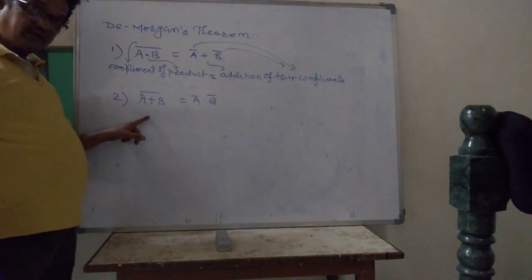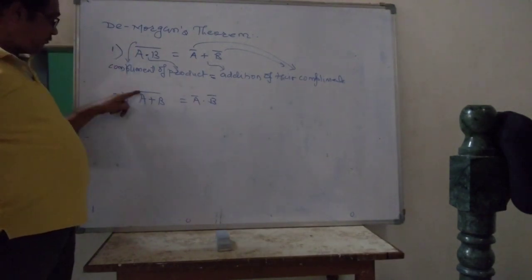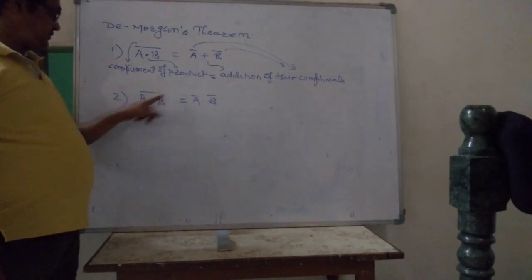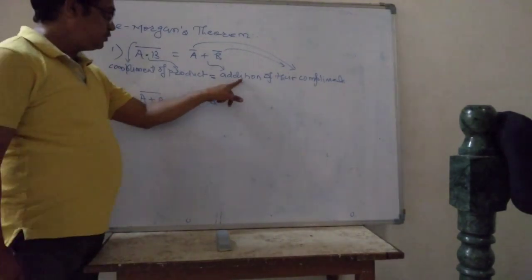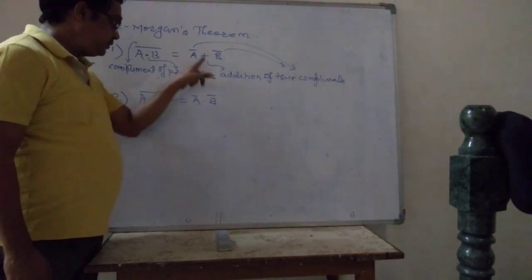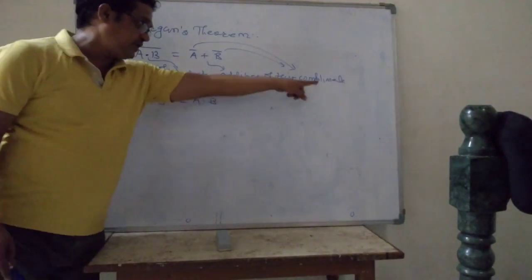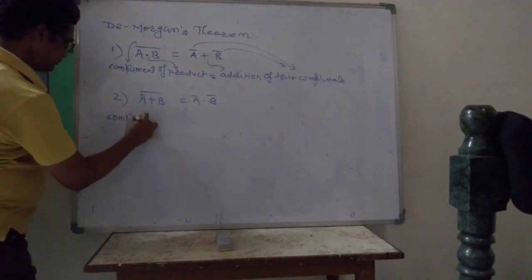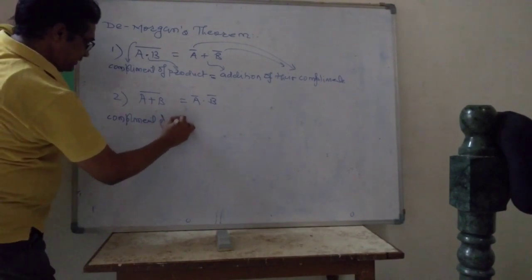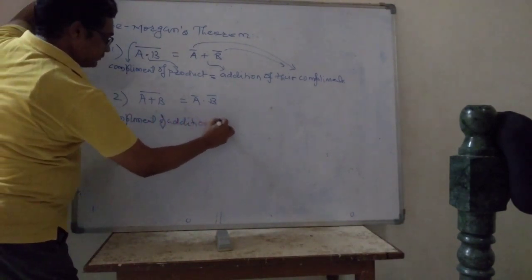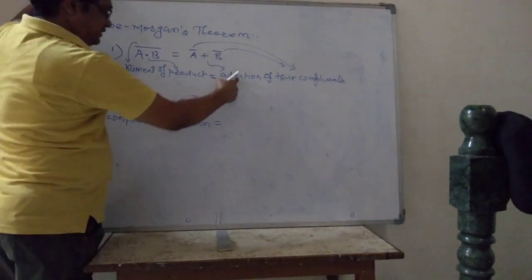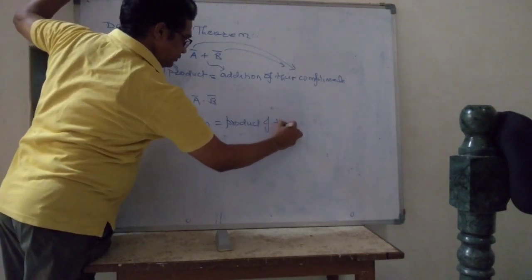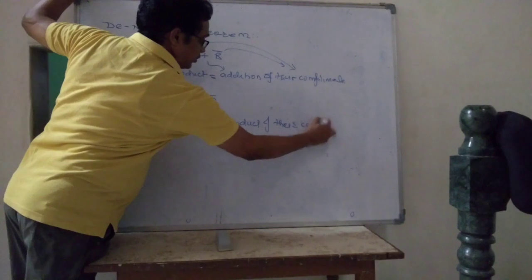Now we will define the second one. Same thing. Complement of, here it was product, here it is summation. So the complement of the addition of two variables is equal to, here it is addition, here it is the product of their complements. Here it is product, here it is addition; here it is addition, here it will be product. Their complements.